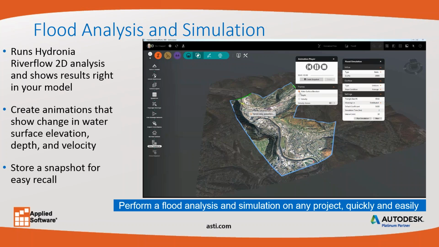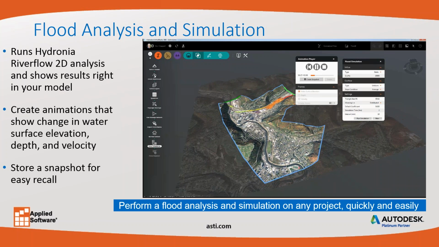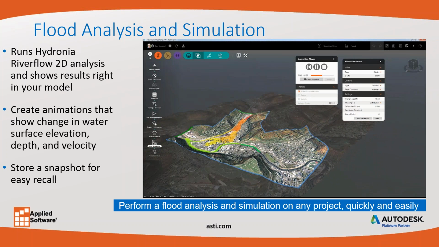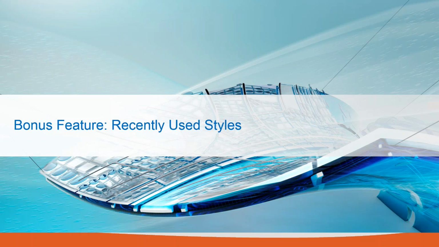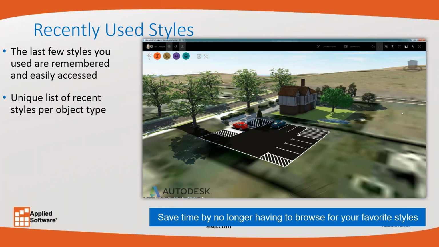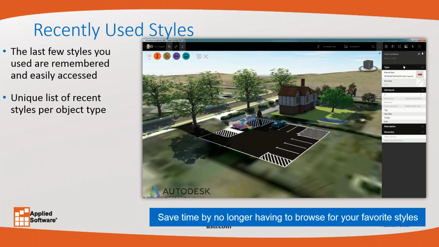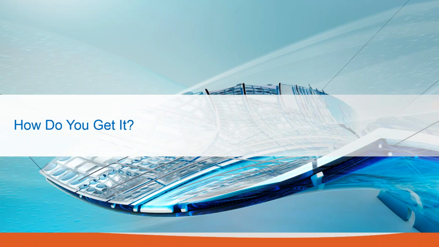So once we pick play, it generates our animation and then runs a quick animation in terms of the flood simulation. And we can do that again with depth, water, surface elevation, and velocity. And then the bonus feature is, again, the idea of styles being remembered in InfraWorks 360. Again, a unique list of recent styles per object, and we can take a look at that also.